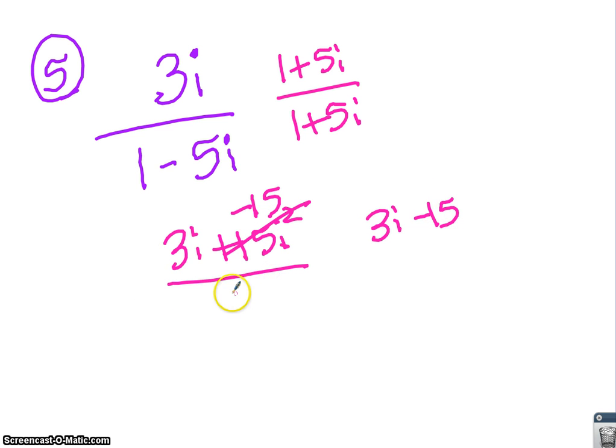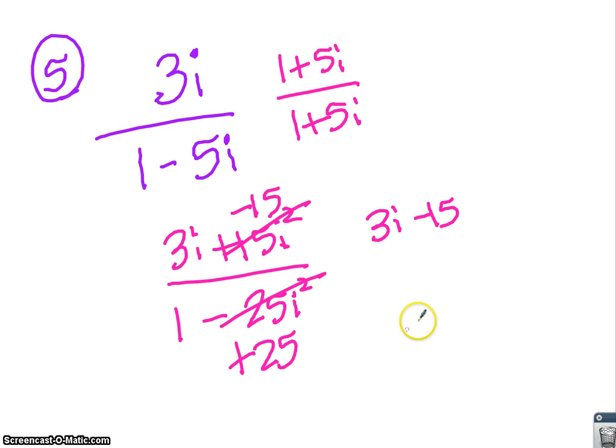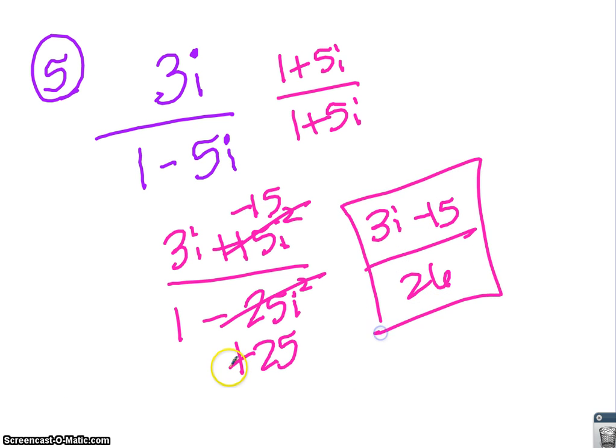On the bottom, you're going to do first minus last. So 1 times 1 is 1, minus 5i times 5i is 25i squared. Don't forget that when you have i squared, you're going to drop the i squared and change the sign. So this is really plus 25. 25 plus 1 is 26. Check to see if they will reduce. They won't. So this is your answer.